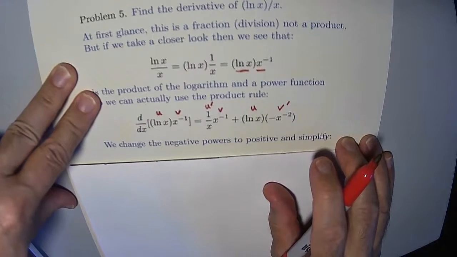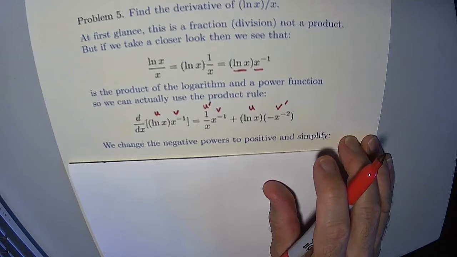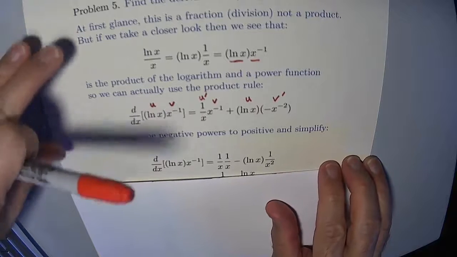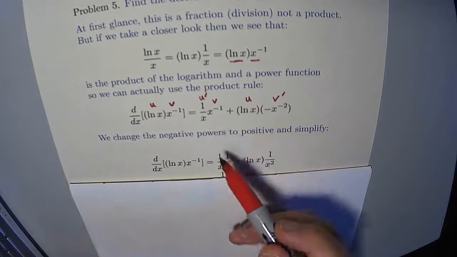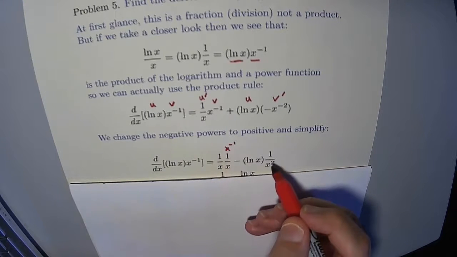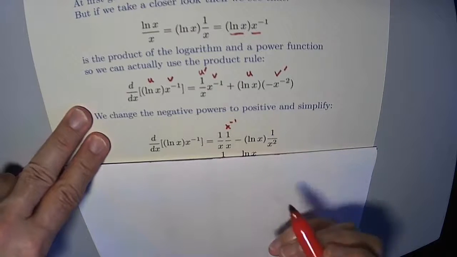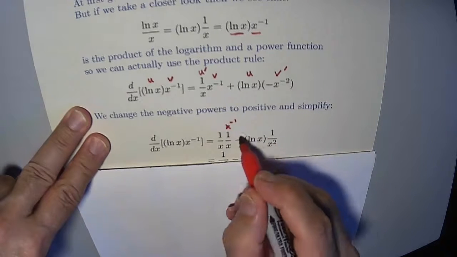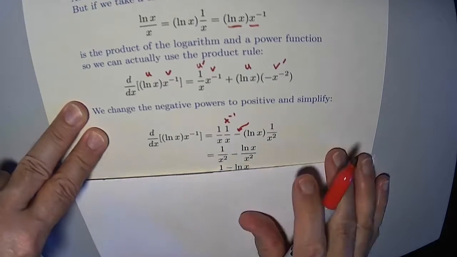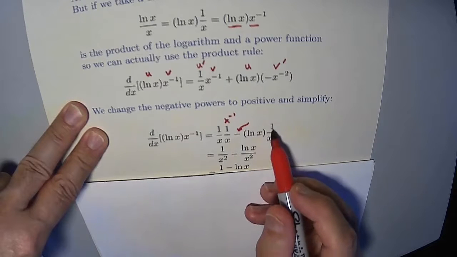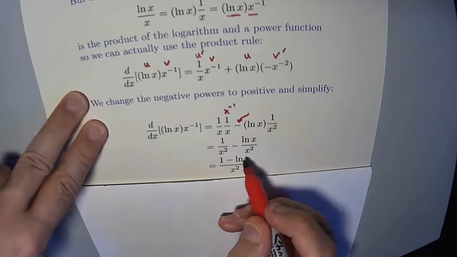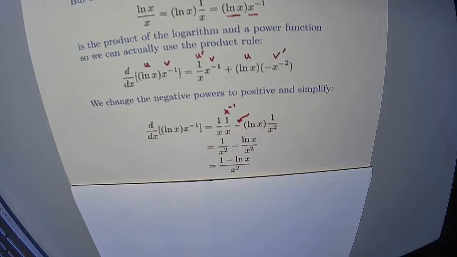Okay, again, rather than leaving the answer in a messy form like this, I'll change the negative powers to positive. x to the minus 1 is 1 over x, and x to the minus 2 is 1 over x squared. I put the negative sign up here. 1 over x times itself is 1 over x squared. ln of x times 1 is ln of x over x squared. I can combine the fractions and get a very simple final answer.